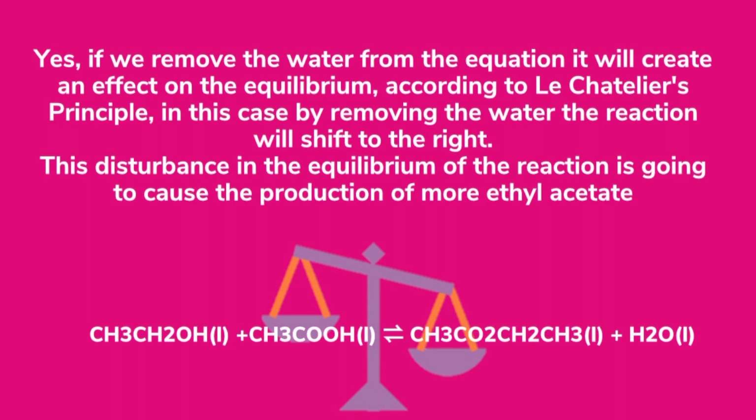Could you explain if the production of ethyl acetate can be increased by removing the water? Yes, if we remove the water from the equation, it will create an effect on the equilibrium. And according to Le Chatelier's principle, in this case, by removing the water, the reaction will shift to the right. This disturbance in the equilibrium of the reaction is going to cause the production of more ethyl acetate.